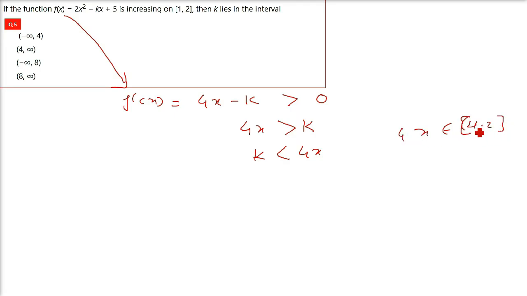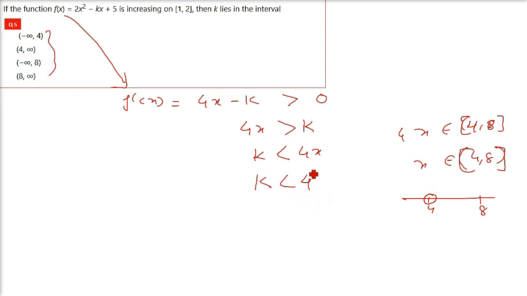When you multiply by 4, just multiply inside, 4 and 8. So x belongs to (1, 2), 4x belongs to (4, 8). So k should belong to where? k should be less than whatever amount 4x gives us. 4x is giving us 4 and 8. So that is the interval which becomes (4, 8) from (1, 2) when we multiply 4 with x. So k should be less than 4 because the lowest value of this 4x is 4, highest value is 8. So it has to be less than 4x, which is less than 4.